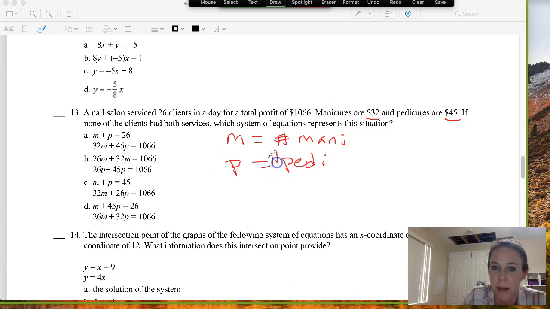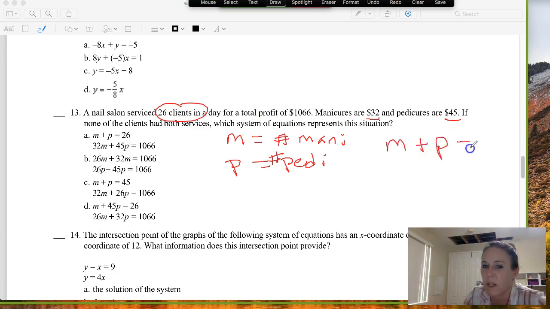That will be the number of pedicures. So if we have 26 clients, the number of manicures plus the number of pedicures is going to be 26. So set it up like that first, and then think of it logically.